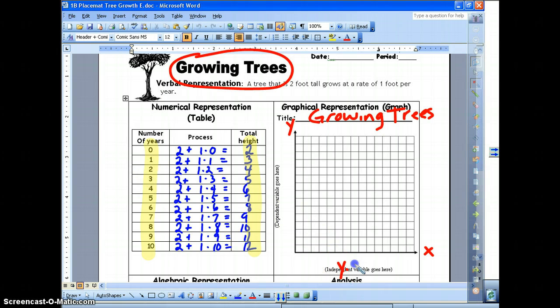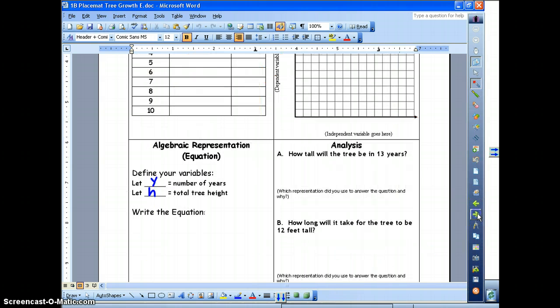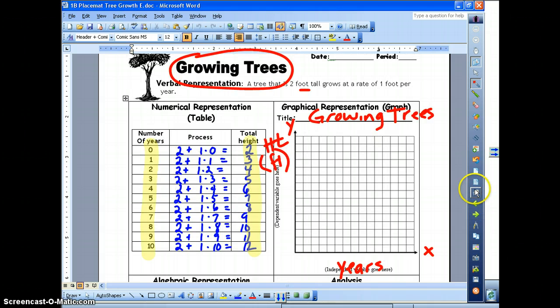So number of years is going to go down here, and your height in what units? In feet is going to go right here. All right, so get that labeled. And I always want your graphs to start at 0, 0.